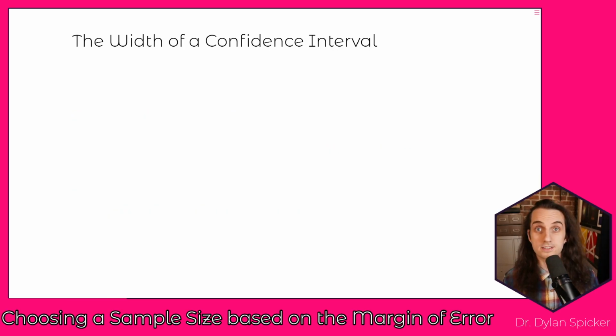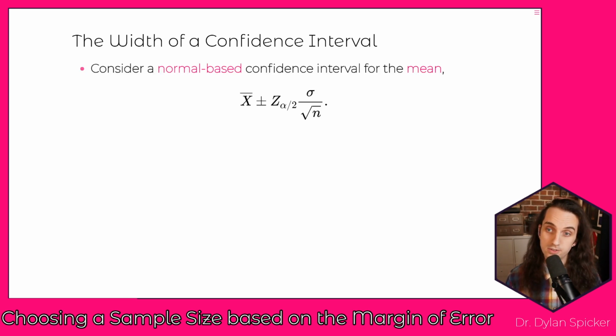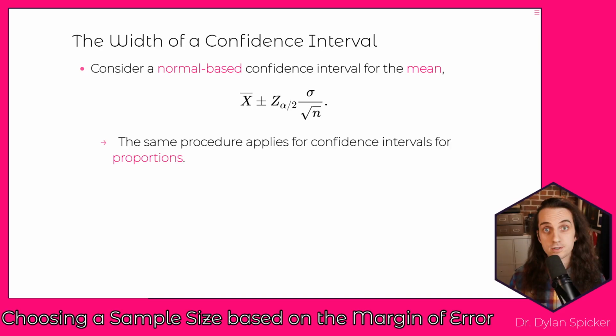First, we can think about this through the width of a confidence interval. If we consider the normal-based confidence interval for the mean, that's going to be given by x bar plus or minus the critical value times the population standard deviation over the square root of n. A similar procedure is going to apply to any confidence interval that looks like this.